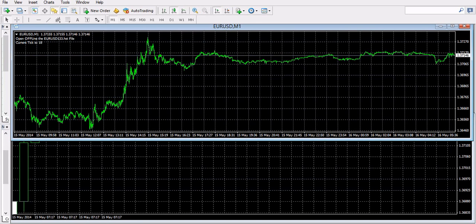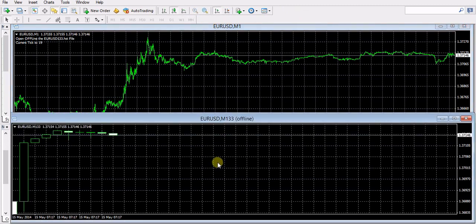So now, as you can see, we're in the MetaTrader 4 platform, and on the top here we're looking at a 1-minute time candlestick chart, and here on the bottom, this is the custom Opdex tick chart indicator for MetaTrader 4. We're looking at the corresponding 133 tick chart for the Euro US dollar.